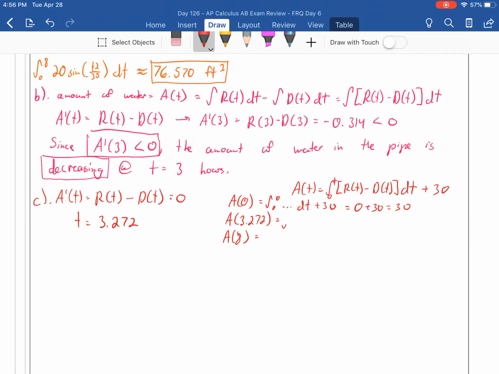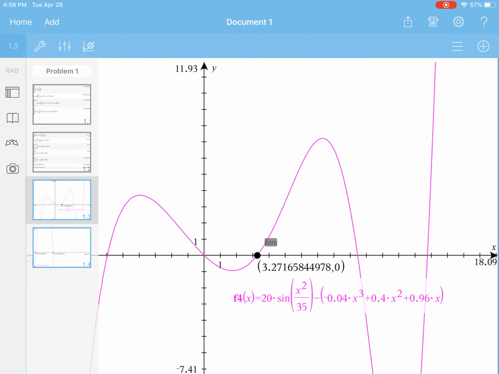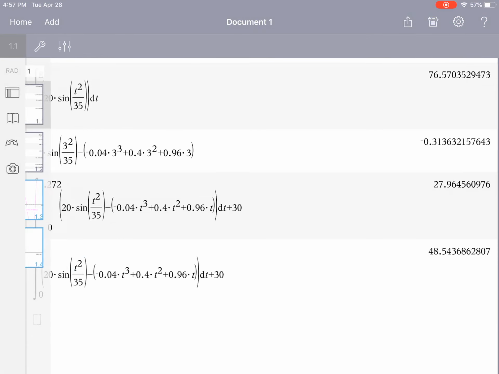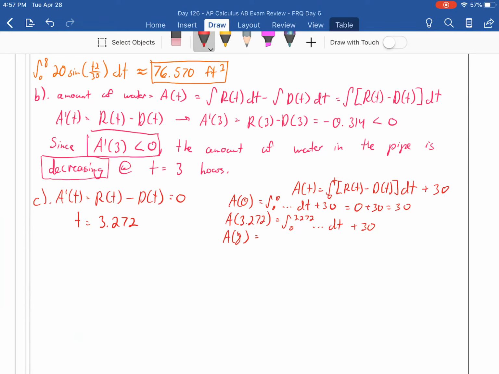Now we're doing the integral from 0 to 3.272 dt plus 30. And once again, I already did that here. So let's pull that up. Here we go. So the integral from 0 to 3.272 of that expression, remember R of t minus D of t, is equal to 27.965. So 27.965. And then A of 8, so the integral from 0 to 8 dt plus 30.